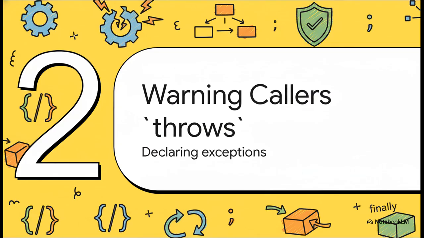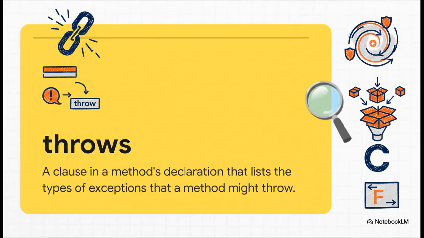Now, that's all well and good if you handle the exception inside the method. But what happens if a method is designed to cause an exception but not deal with it? How does it tell the code that's calling it to be ready? This is where throws comes into play.